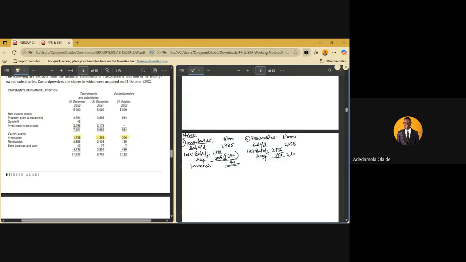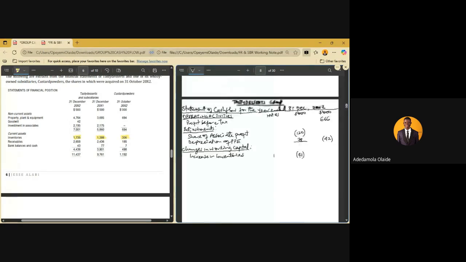2621. The difference is 37. An increase also. And an increase in receivables is also an outflow of cash. Increase in receivables, note 2, 37.